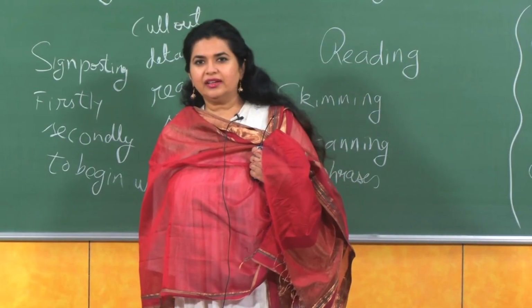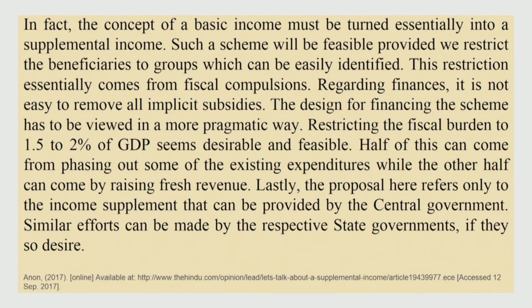Look at the next slide. Please look at the slide here now. In fact, the concept of a basic income must be turned essentially into a supplemental income. So, what are we looking at here? Conclusion. Such a scheme will be feasible provided we restrict the beneficiaries to groups which can be easily identified. This restriction essentially comes from fiscal compulsions regarding finances.